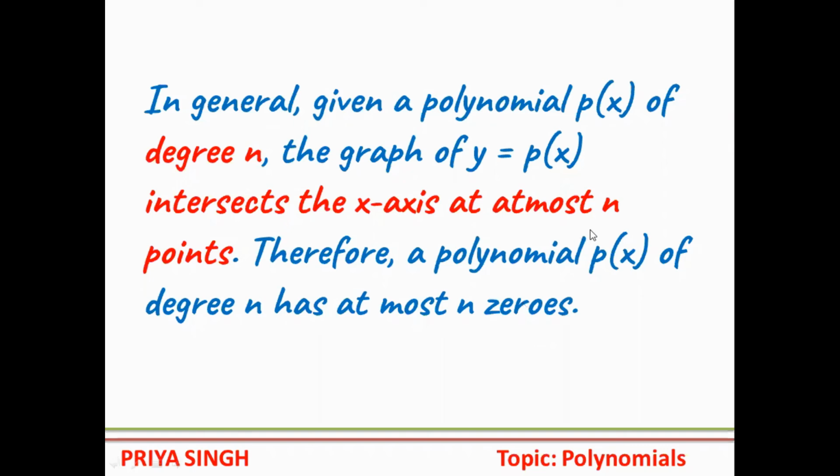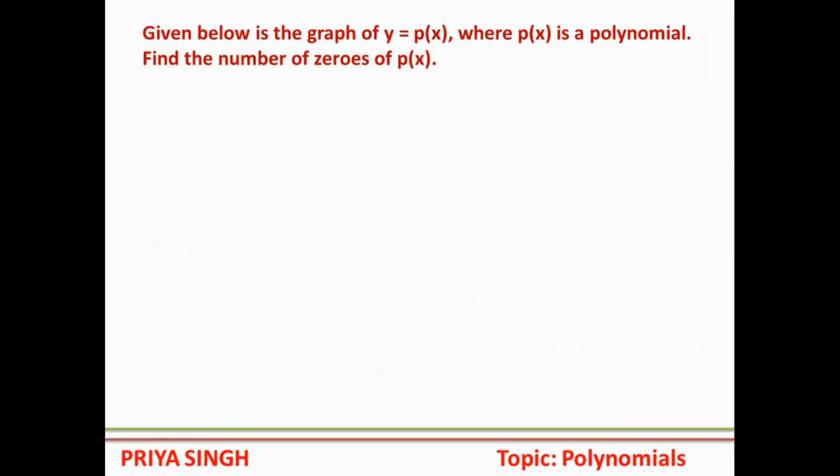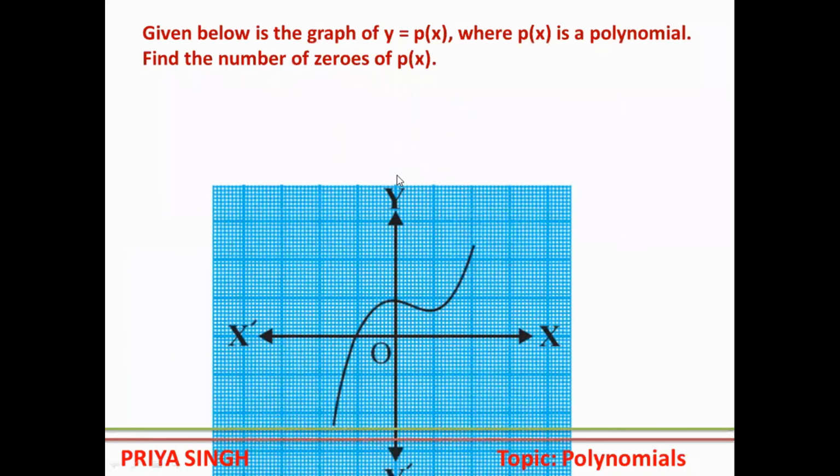So with this knowledge, let us start solving some of the solved examples of your textbook. So here is the first one. In this, a graph is given of a polynomial p of x, and we are supposed to find out the number of zeros present. So here is my first graph.